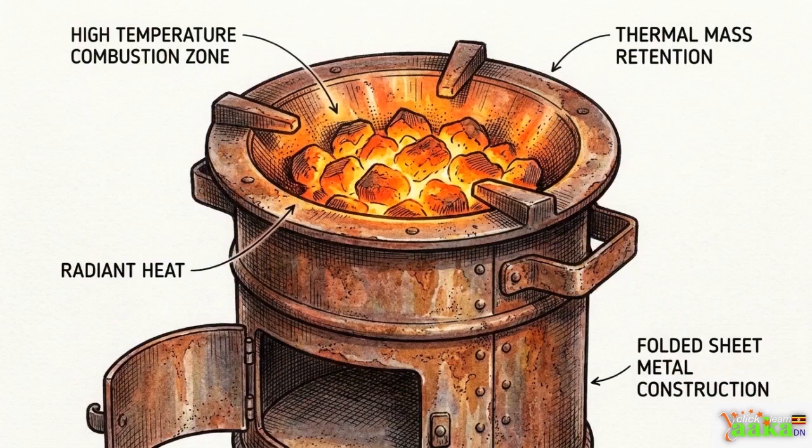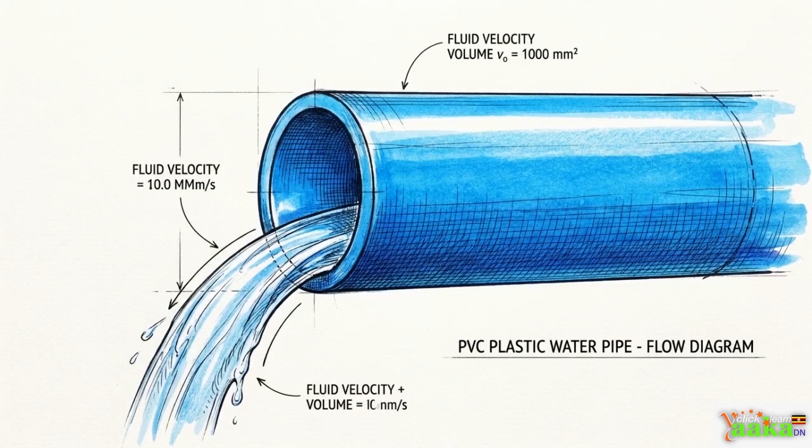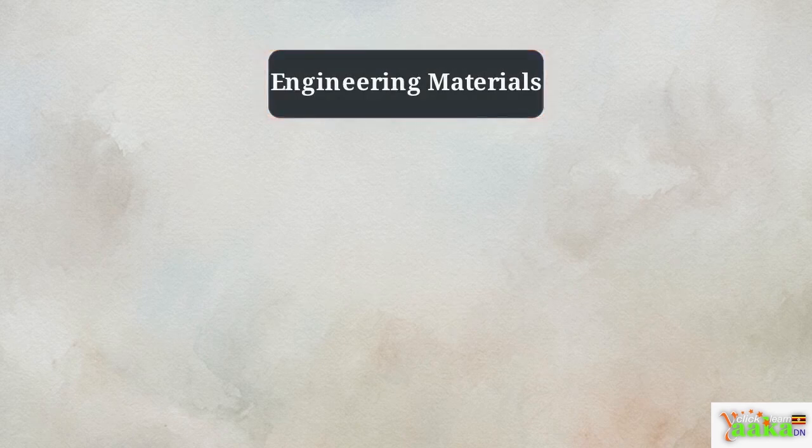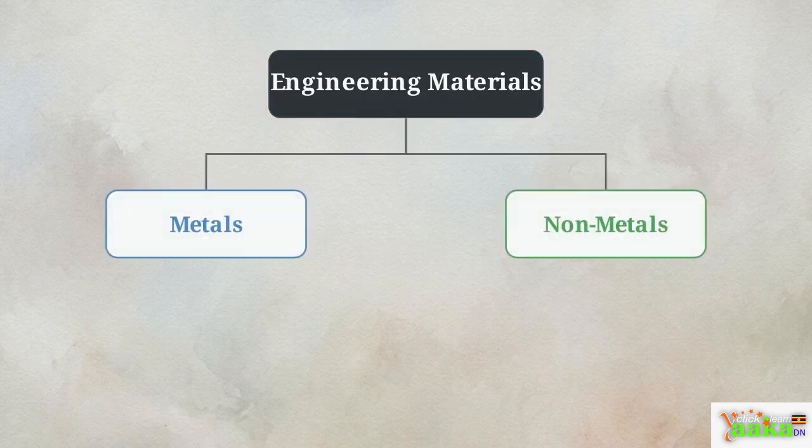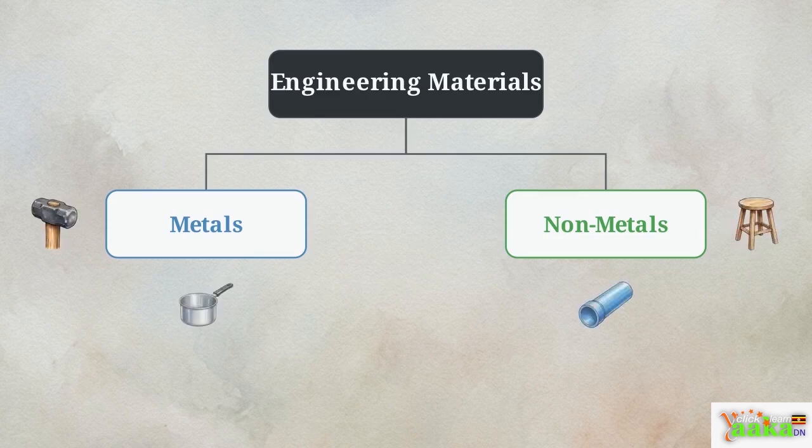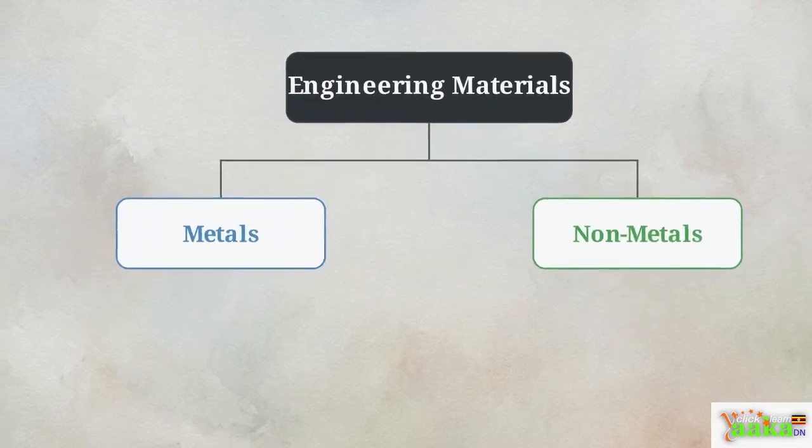Look around your home. Why is a cooking stove made of metal while the pipes carrying your water are made of plastic? This flowchart shows the starting point for every manufactured object. All engineering materials are divided into two main families, metals and nonmetals. Engineers don't just guess which one to use. They match a material's specific behavior to the exact demands of the job.